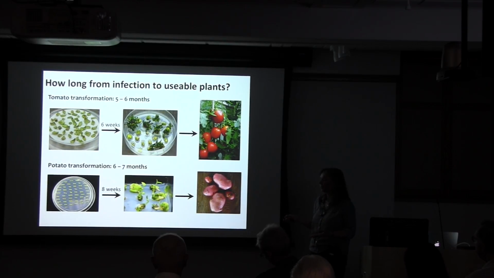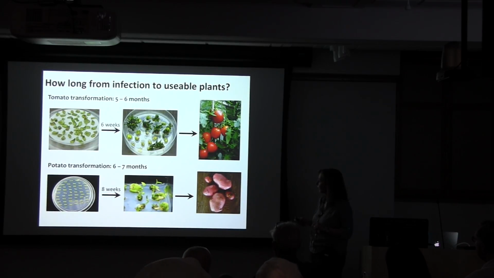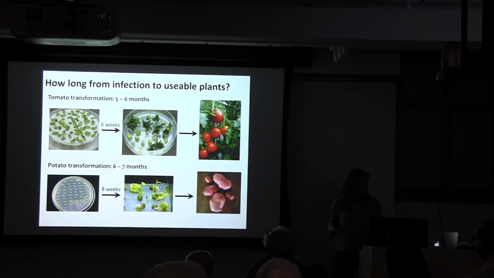This month difference here is because some potatoes take longer in the greenhouse to produce tubers. But again, we start with infecting potato stem pieces. And then in about 8 weeks, we have these little potato plants that we can cut and root, and then we'll put them into the greenhouse and produce tubers in pots. But again, if you're just interested in the plants, it's a much shorter time frame.